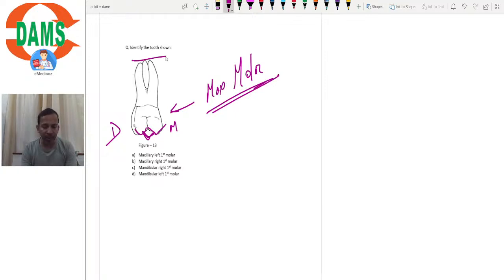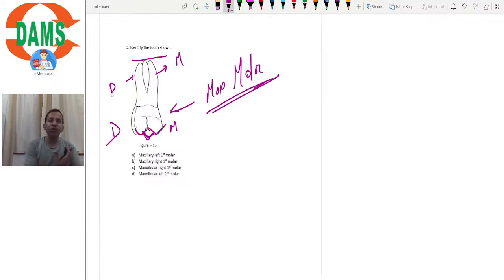Again, you can confirm it by the size of the roots. The mesial root is larger as compared to the distal root, isn't it? So we have identified the jaw, we have identified the mesial and distal sides. Now all you need to do is reorient it so that mesial faces forward, distal faces backwards. The buccal should face outwards, isn't it? So if you reorient it, you would realize that it again belongs to the right quadrant.